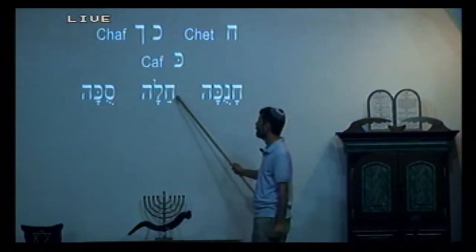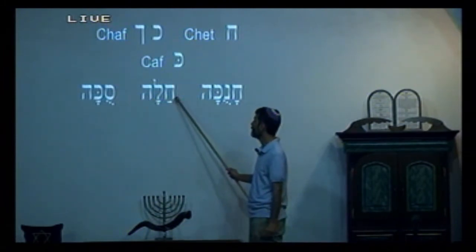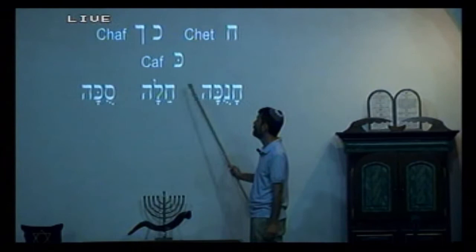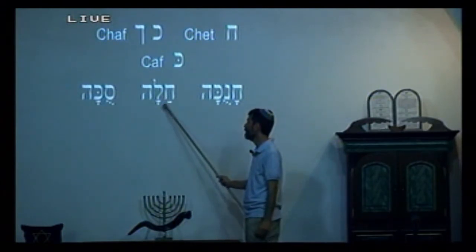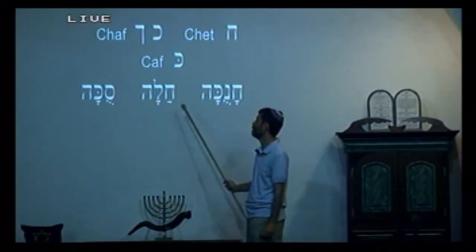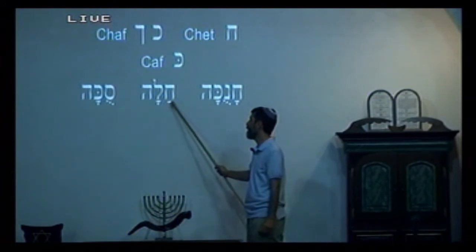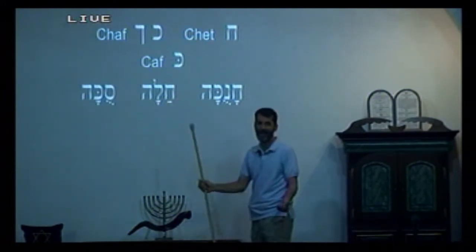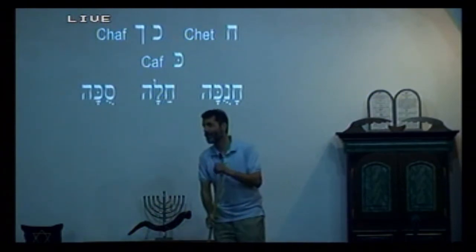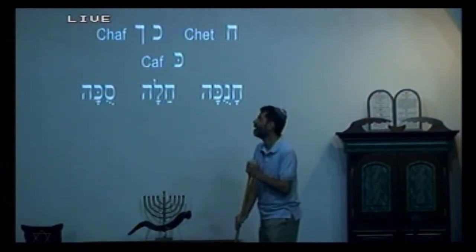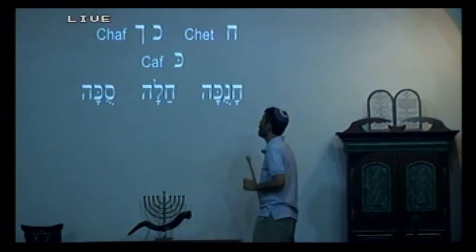Okay, we've got our Chet again, and there's the Hey again. So the Chet, making the ch sound, the ah, the Lamed, the ah, and the Hey. Challah, like the bread we eat, right? Challah bread that we eat on Shabbat, on Friday night.